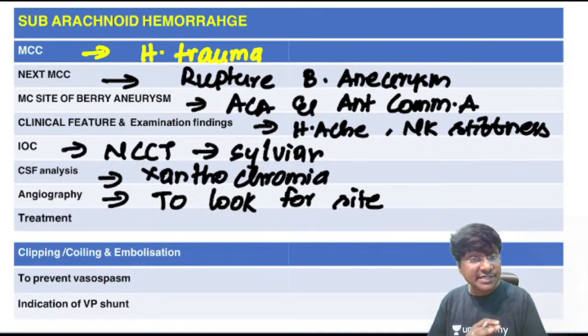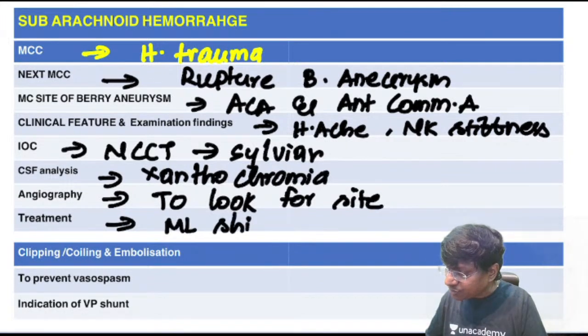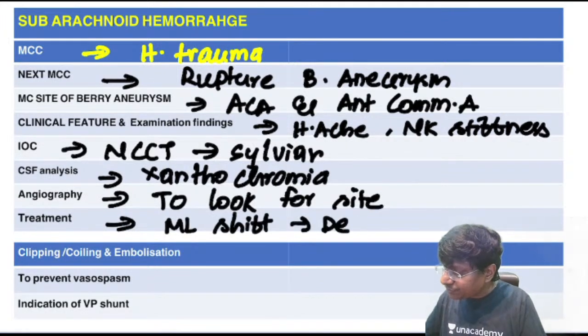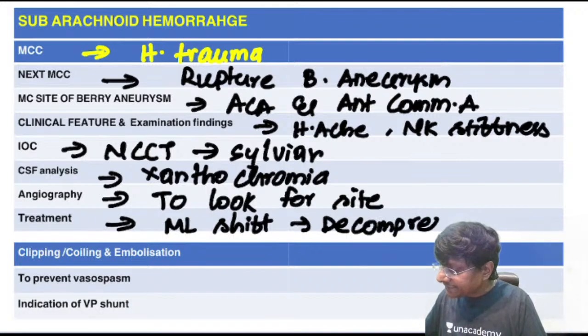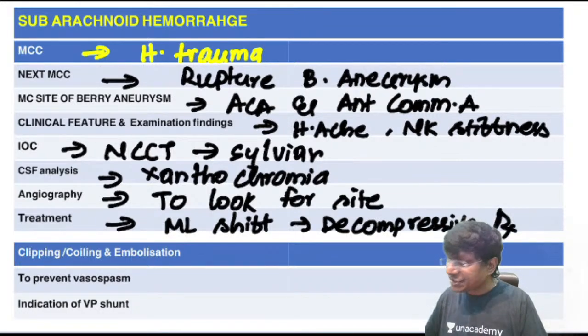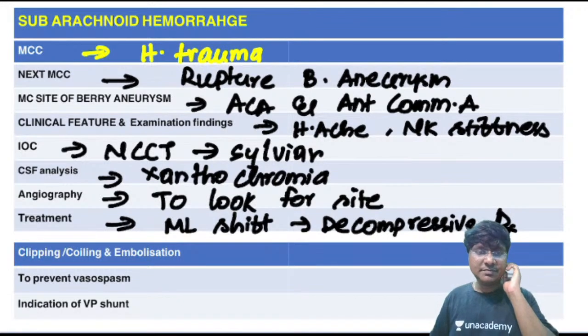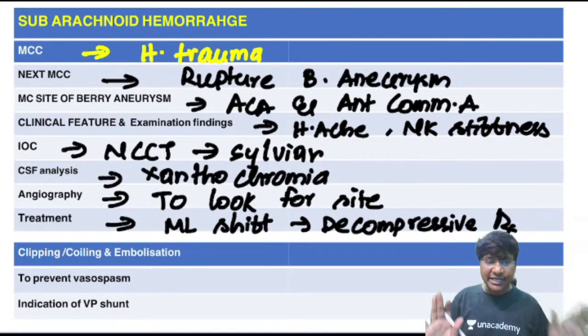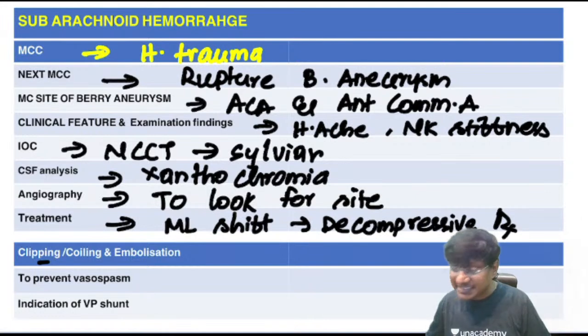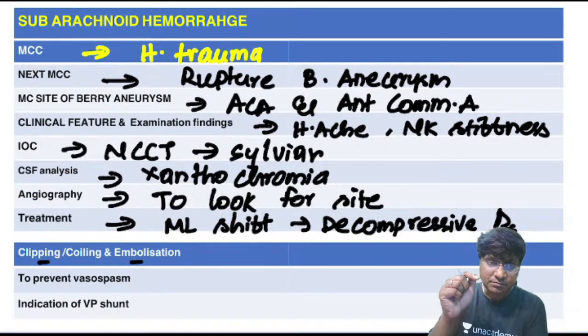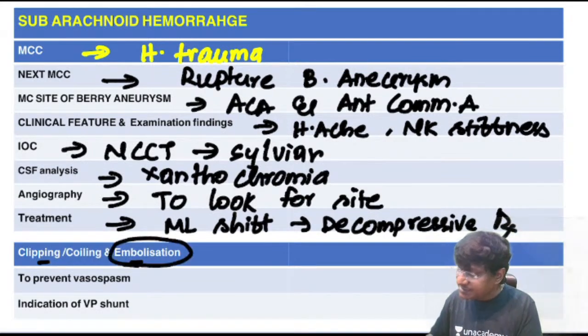And then coming to the treatment in this individual. If there is midline shift because of the hemorrhage, then you need to do decompressive surgery. If there is no midline shift, then you can give mannitol. Then coming to the surgical treatment, if the subarachnoid hemorrhage is due to rupture of the berry aneurysm, the surgical treatment we have is clipping or coiling and then embolization.